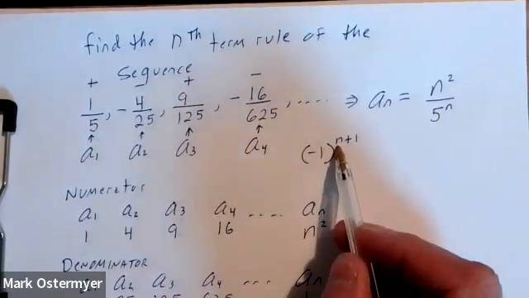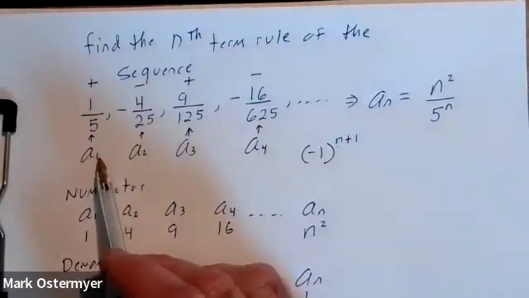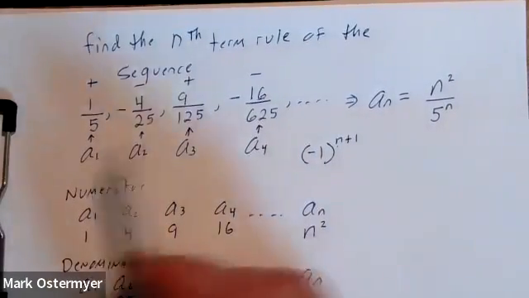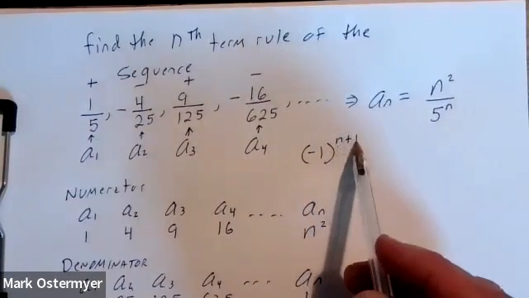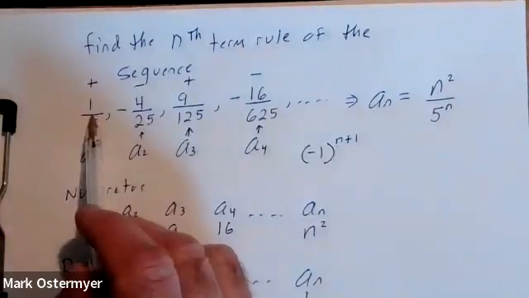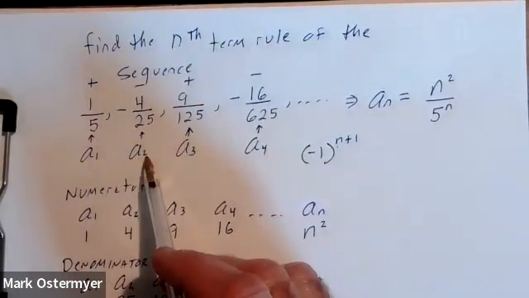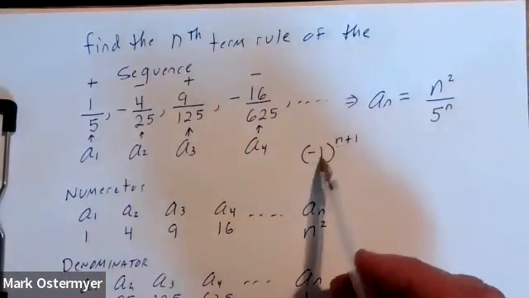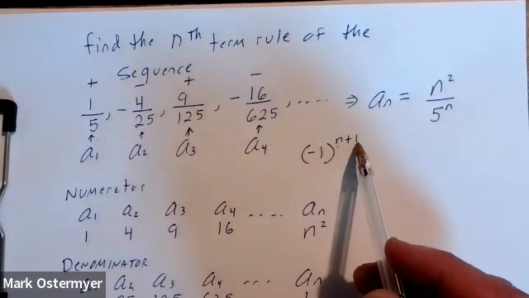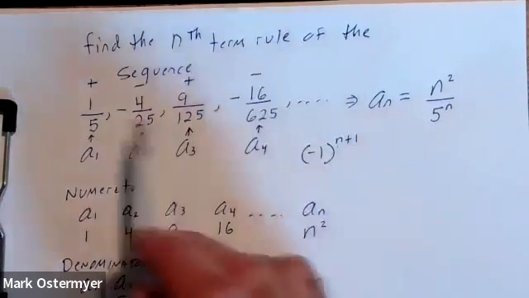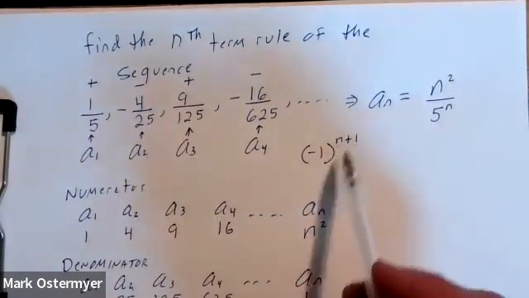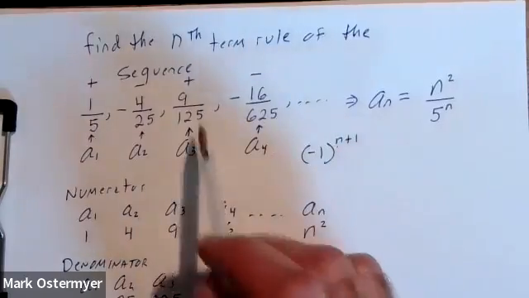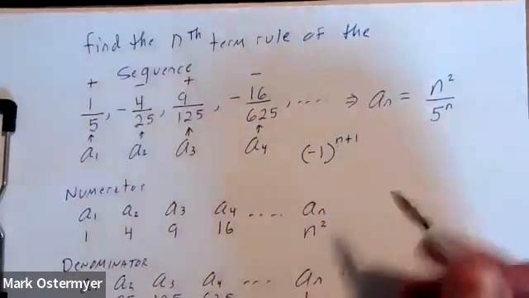Because -1 to my first term here, when the index of the term number is 1, would have me saying -1 to the 1+1 power, which is -1 to the second power, which is a positive term. If the index of the term is 2, 2 plus 1 is 3, -1 to the third power would have me saying the second term is a negative. And when the index of the term is 3, 3 plus 1 is 4, -1 to the fourth power would have me saying the third term is positive, etc., etc.